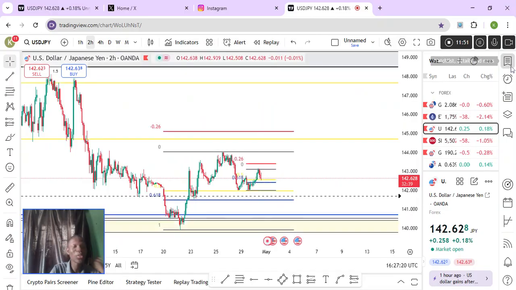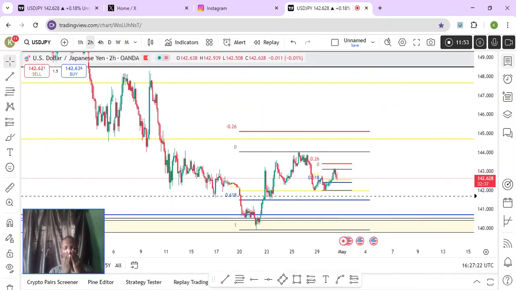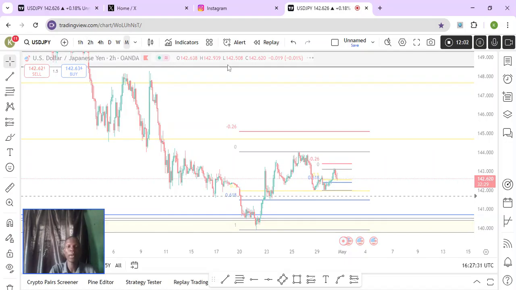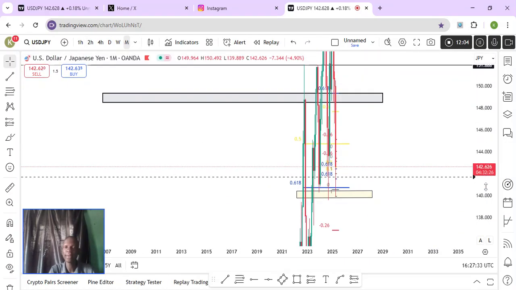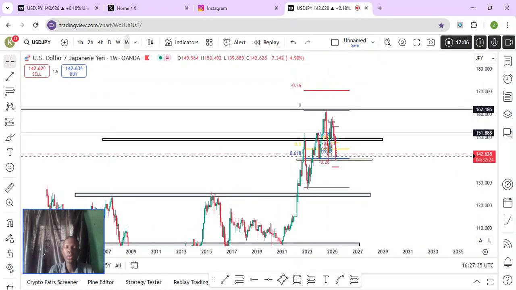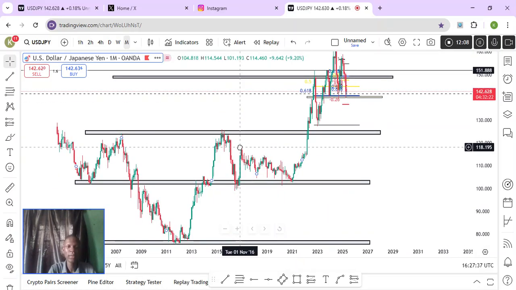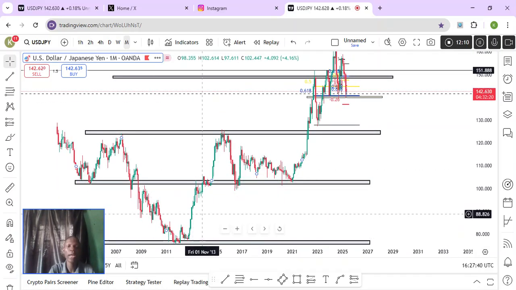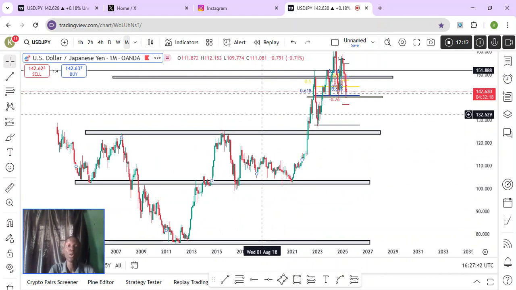So we are going to go over to USD JPY. What's happening on USD JPY? It is going more or less like the same thing. As you guys can see, this is a left shoulder, head, right shoulder on the monthly time frame, guys. See how nice this is. On the monthly time frame, we see an inverse head and shoulders.